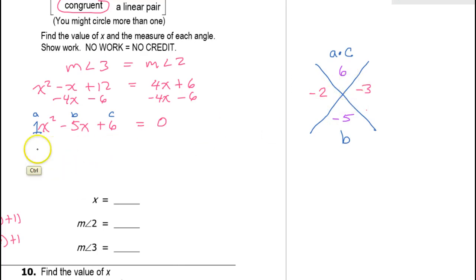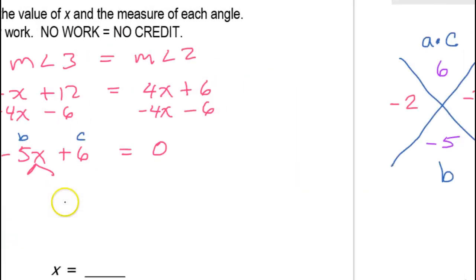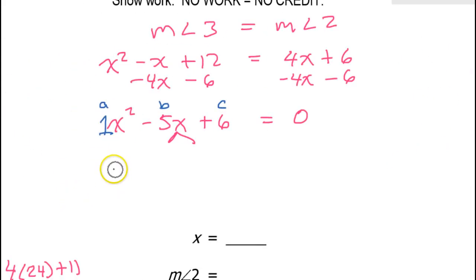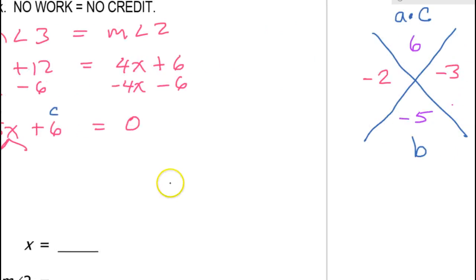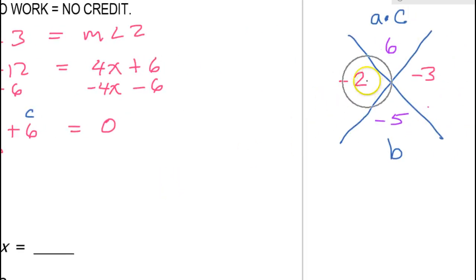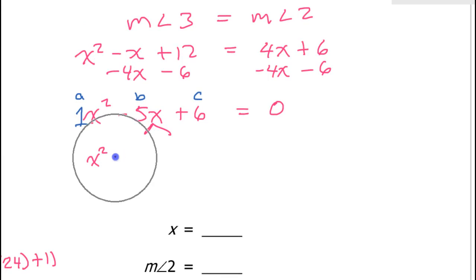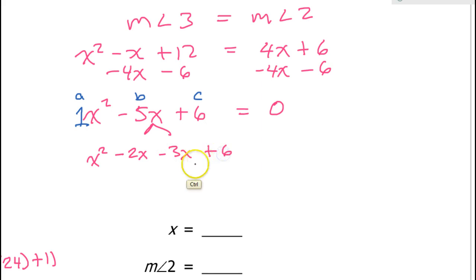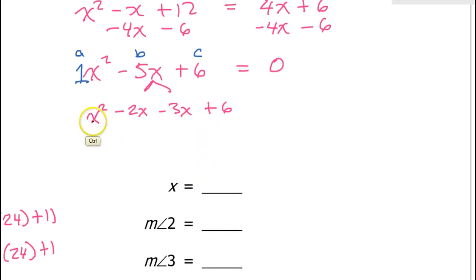Now, what do I do with that? I use these two numbers to split up the middle term. So I'm going to keep, let's see if I can zoom in a little bit, I'm going to keep the x squared, but I'm going to take my negative 5x and split that up into negative 2x and negative 3x. So I will have x squared minus 2x minus 3x, and then I will keep my plus 6. All right, now I can factor by grouping.